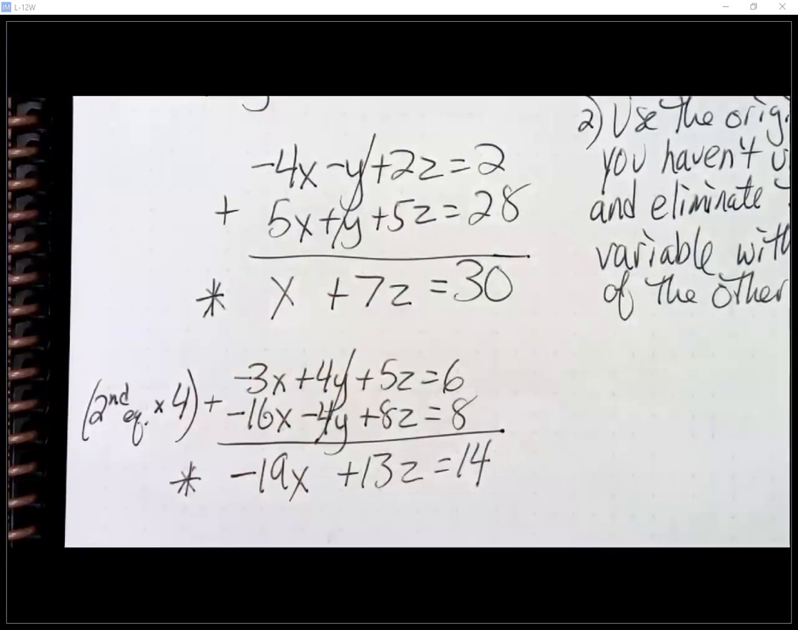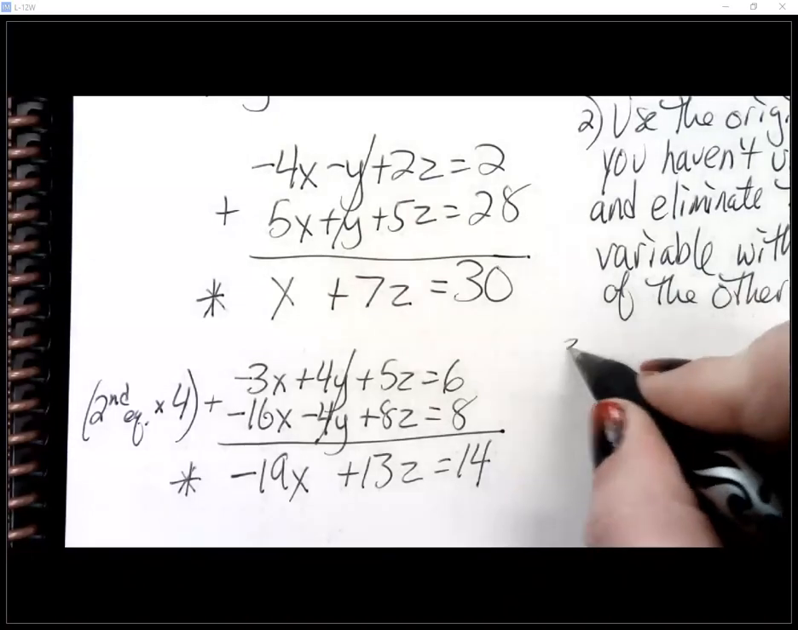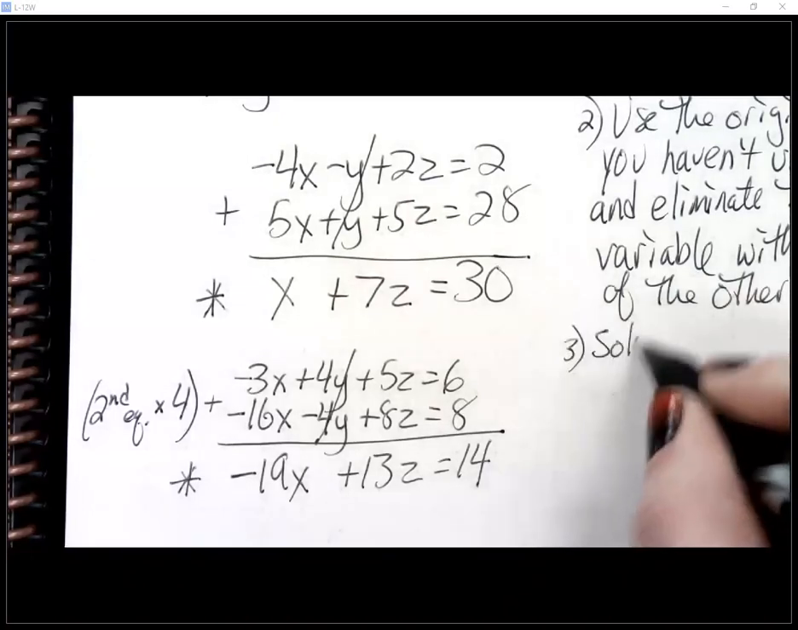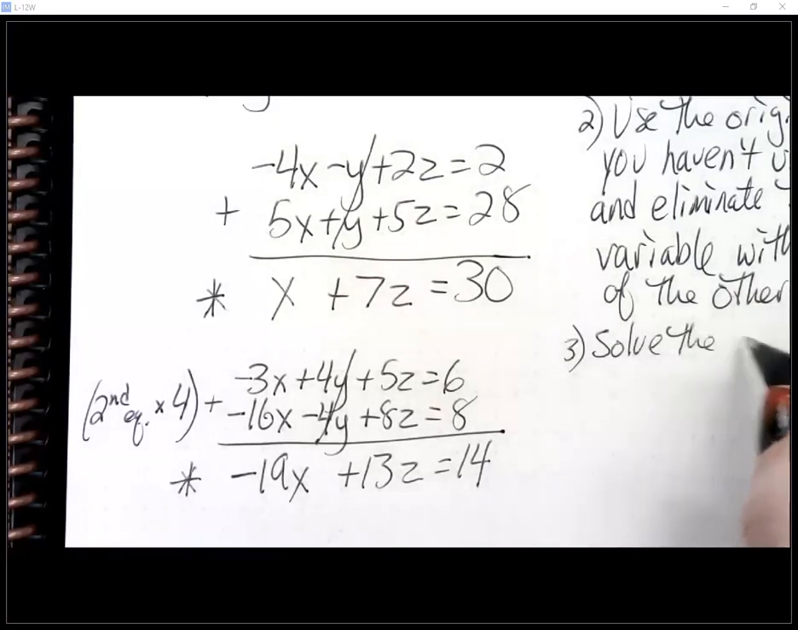Does that make sense? So now I'm here. I'm down to a two variable system. So in step 3, I'm going to just solve the system of the starred equations.